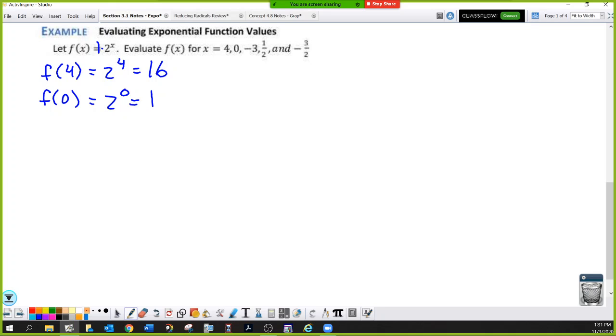Awesome. See, f of -3. It is 2 to the -3. Remember, anything with a negative exponent just means it's on the other side of its fraction bar. So this is actually going to be 1 over 2 to the 3rd, which is 1/8. That's 0.125 if you wanted to have it as a decimal. There you go, 0.125.